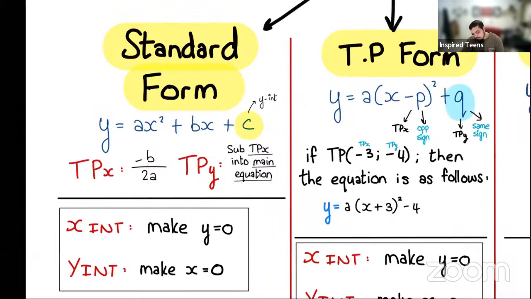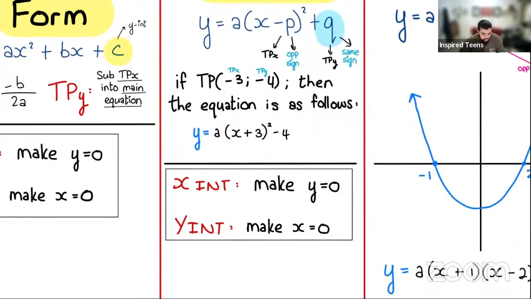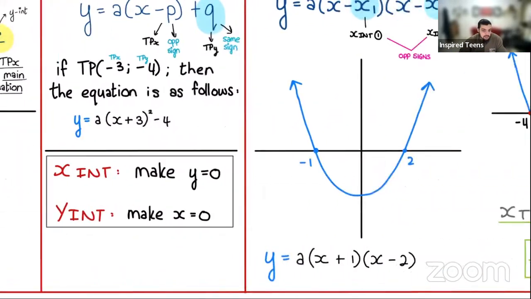how do you get the turning point? How do you get the x-intercept, y-intercept? Sorry, in standard form. In turning point form, how do you get the turning point? Because it's obviously in the equation. How do you get the x-intercept? How do you get the y-intercept? For both, you make y and x equal to 0.